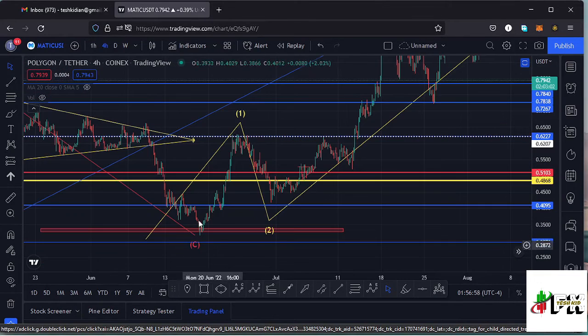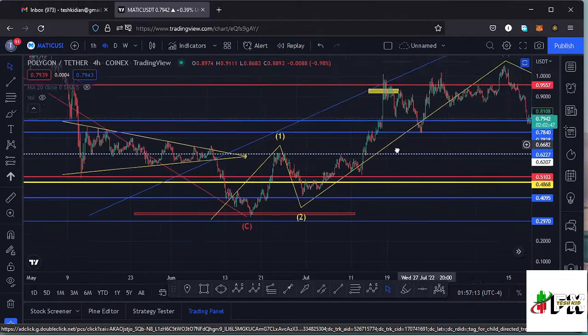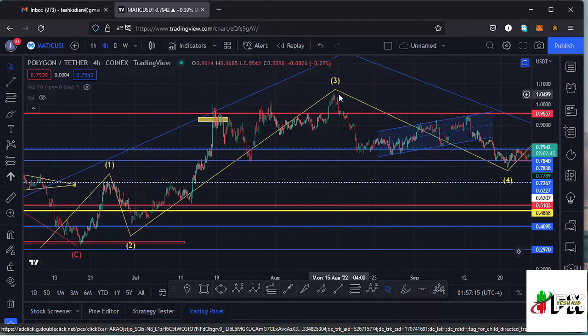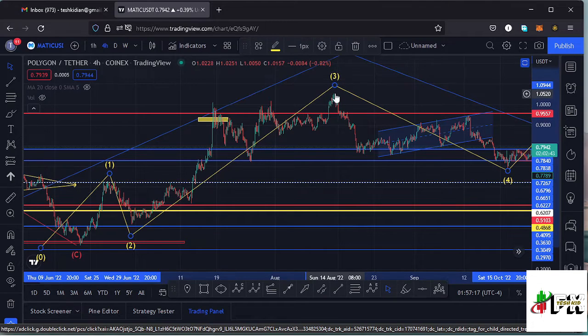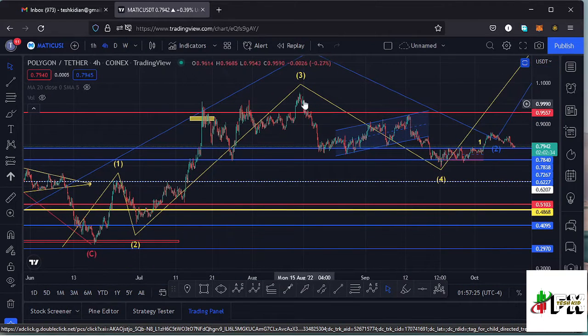After making our low down there, we saw a very nice bounce to the upper side, making the high for that Elliott wave count 1 that is within that fractal wave, then saw a very nice retracement to the lower side in the formation of a wave 2. After making the low for that second wave, we saw a very nice bounce to the upper side in the formation of a third wave, making our high for that third wave at around the $1.06 mark. Then after making the high for that third wave, we saw a very nice retracement to the lower side in the formation of a fourth wave, which is a retracement of the third wave.